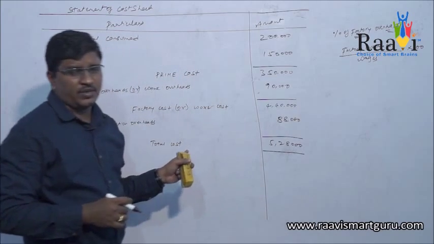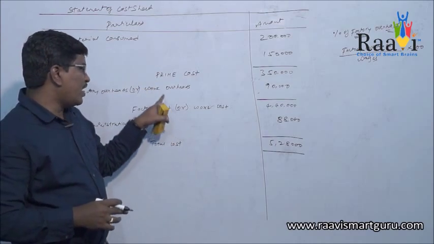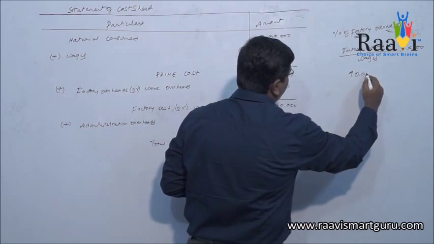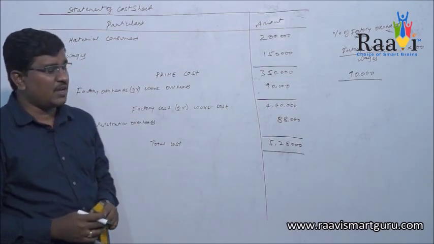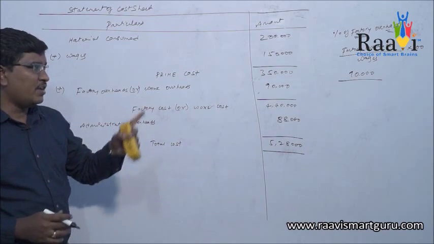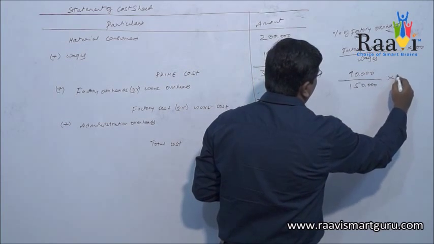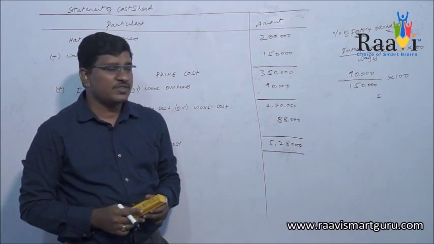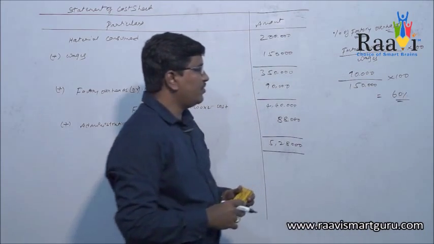Now in the previous problem, nothing but in the cost sheet, the value of factory overheads is 90,000, and the value of wages is 1,50,000. So 90,000 divided by 1,50,000 into 100, you will be getting a percentage of 60.